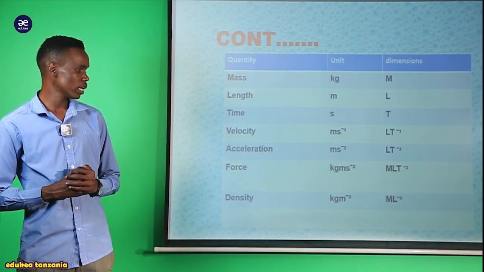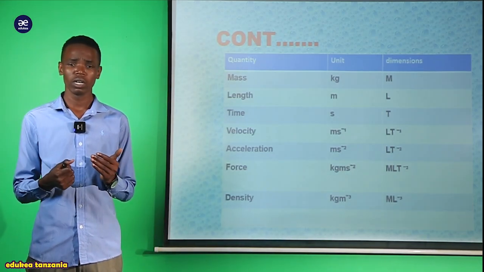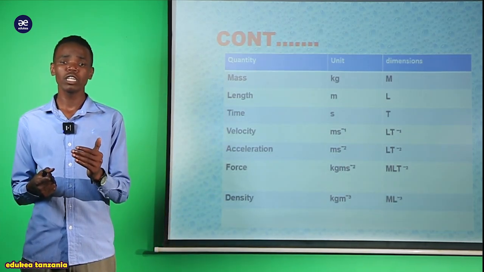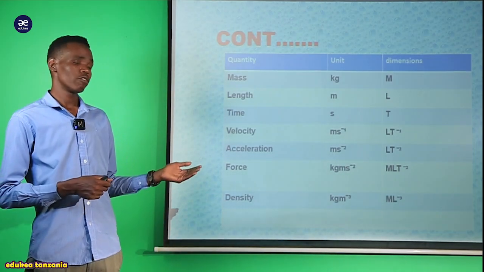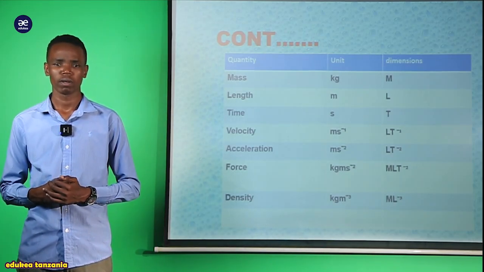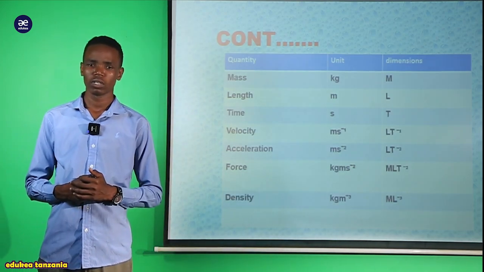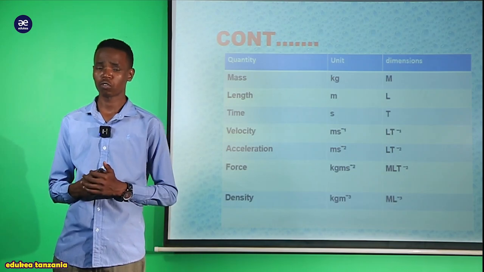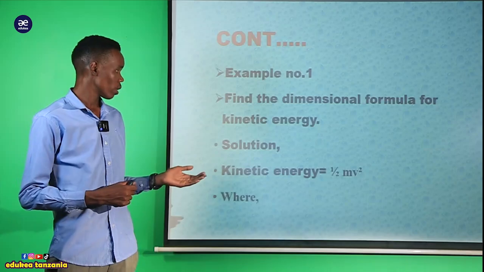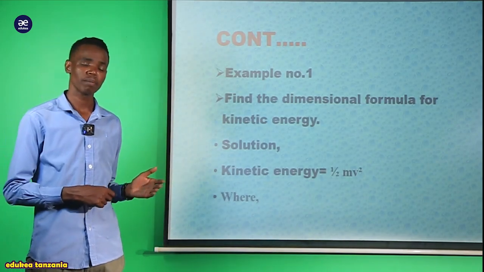So after getting the dimension, you have to think yourself, you can use this concept to find the dimension of the other quantities. Either find the dimension of the pressure. Unaweza kutafuta dimension ya pressure. Also the dimension of the area. You try to find the dimension of the other quantities not mentioned here. So after there, we have an example, my dear student, example number 1.